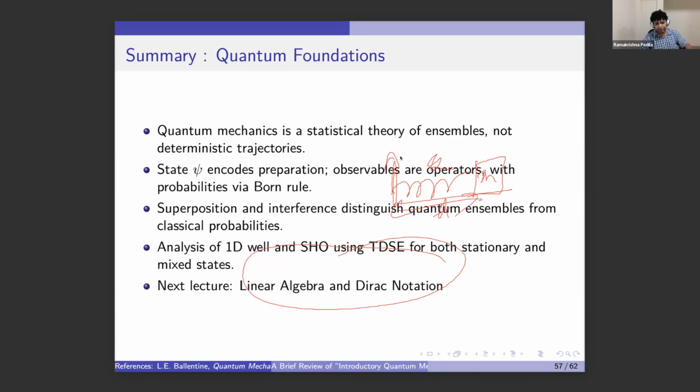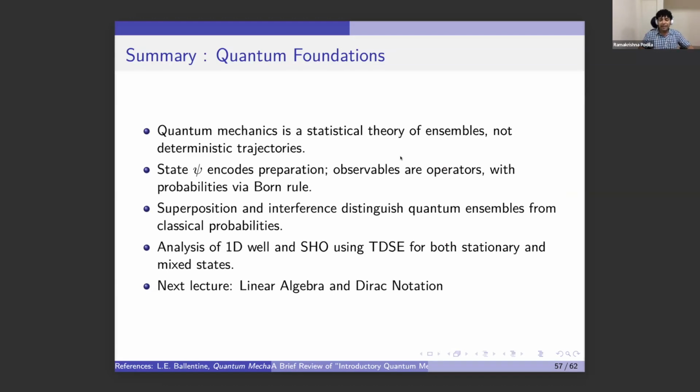But to summarize what we have discussed today, we talked about quantum mechanics as a statistical theory and not as deterministic trajectories. We always have an ensemble here. So we are only looking at the statistical outcome, and the state is talking about how the particle is being prepared. It is about the preparation, not a property of the system. And the psi is a mathematical tool. It is not a physical property of the system.